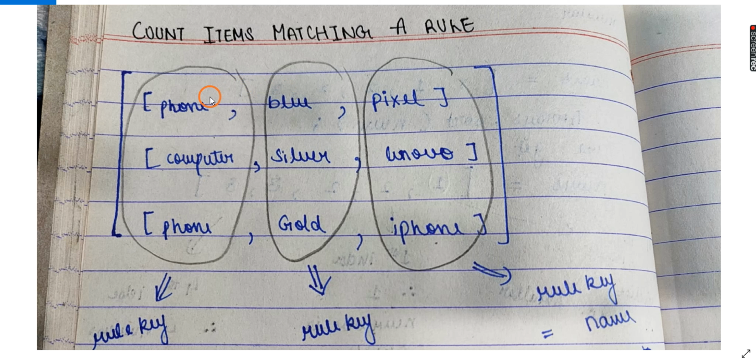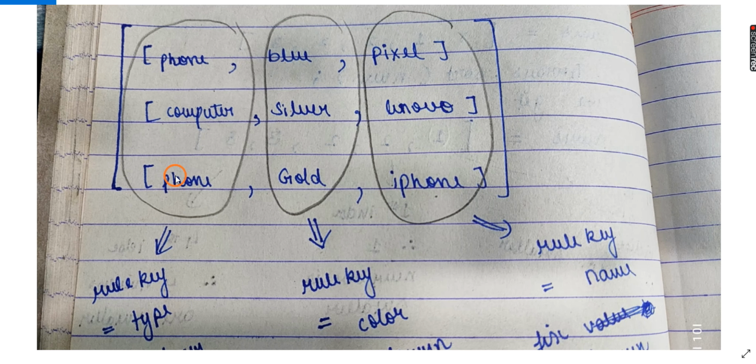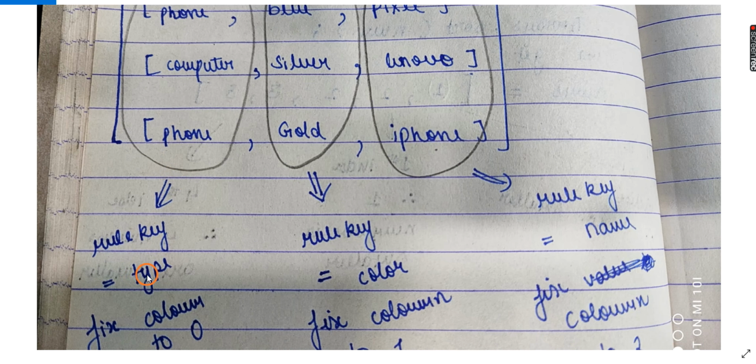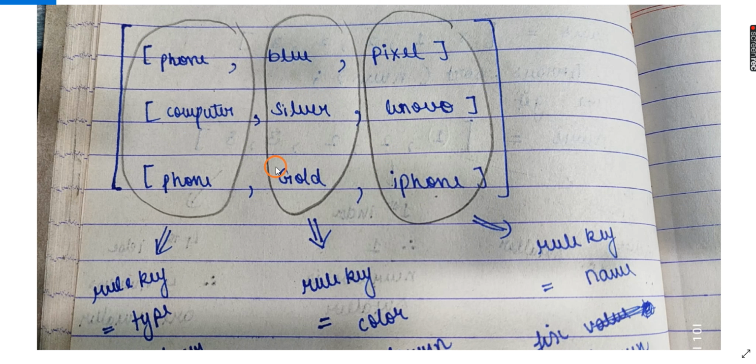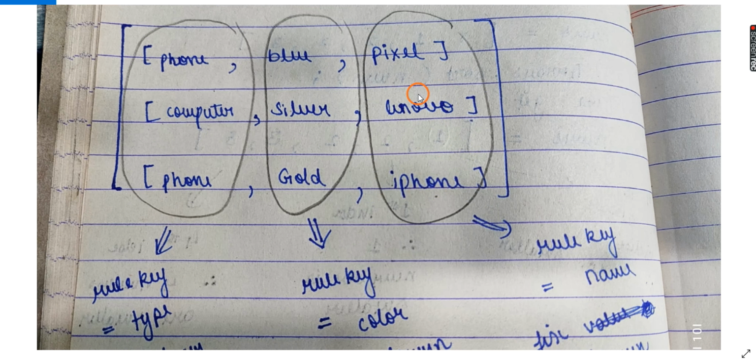The first column, or you can say the 0th column, represents the type. The first column, the one at index 1, represents the color, that is rule key equal to color. And the last column, whose index is 2 but is our third column, represents the name. Phone is type, blue is color and pixel is the name. Similarly, computer is type, silver is color and Lenovo is the name.